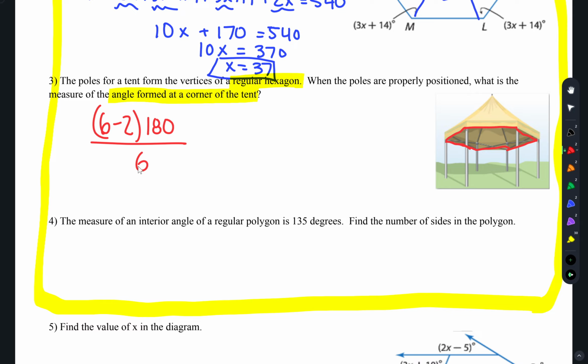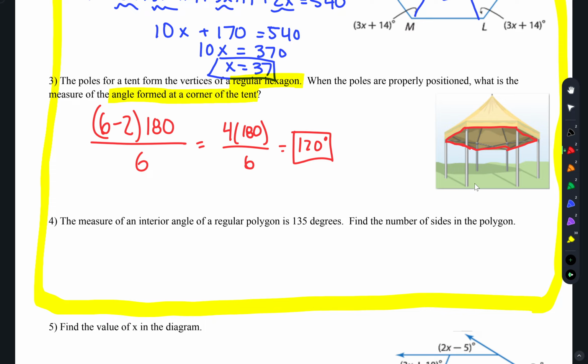Exactly. The top part of that fraction gives me the sum, the total of all of the angles. I divide that number by 6 because there's 6 angles. That's going to tell me that the measure of one corner of that tent, 4 times 180 over 6, is 120. Right? Yes. Questions on that?